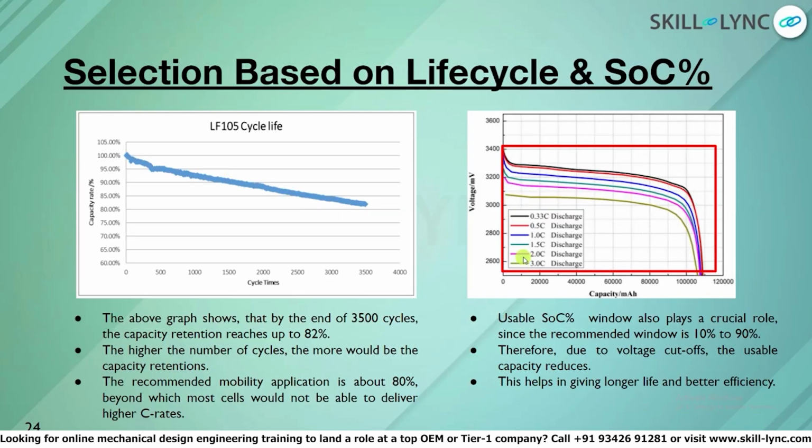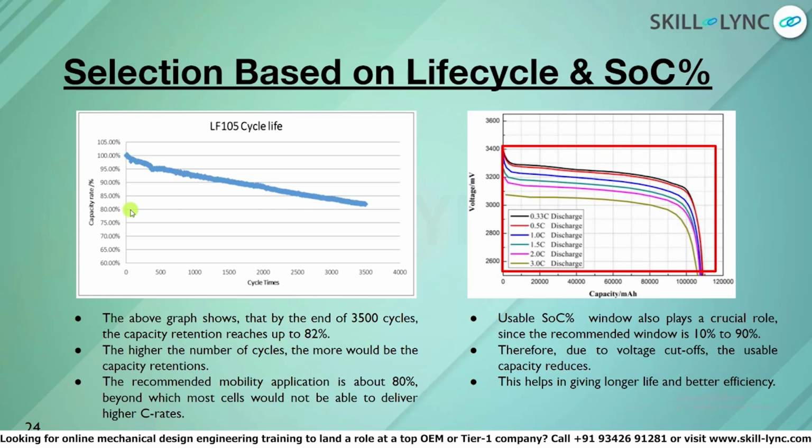So till now we have selected the cell depending on peak C rates, etc. Now we'll understand the cell selection based on life cycles and SoC. When we see the first graph, we have life cycles 0 to 4000, and we have the capacity retention window, which is 60% to 105%. So here, as per the datasheet of the cell, by the end of 3500 cycles, you'll have a capacity retention of only 82%, which means if you use it further, your capacity will fade out and you will be losing a lot of capacity. You will not be able to use the complete capacity.